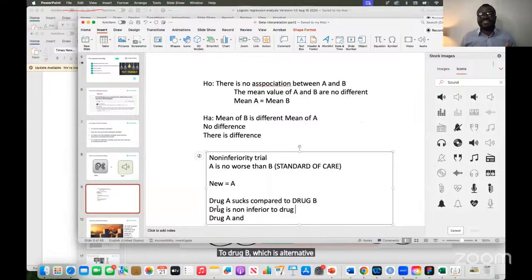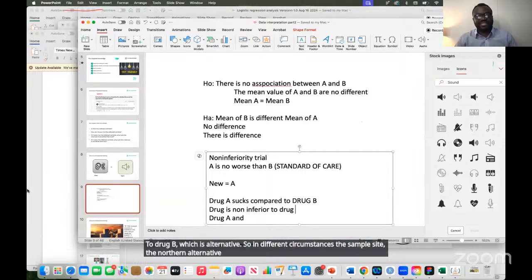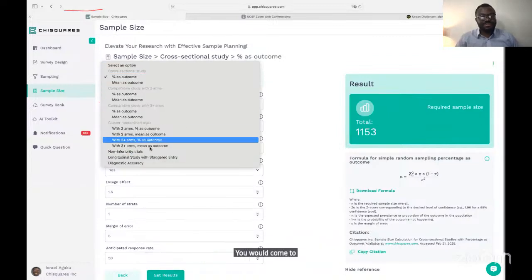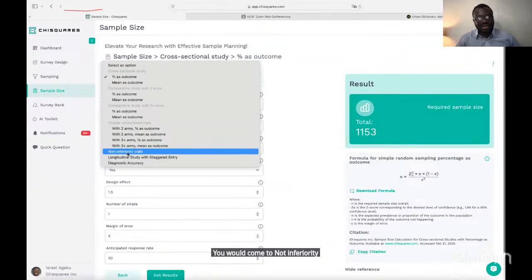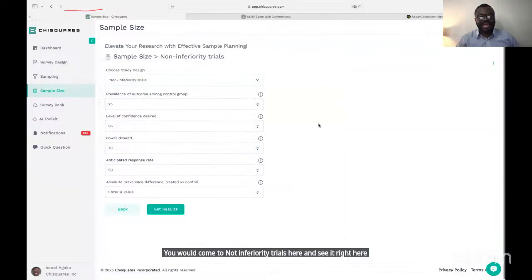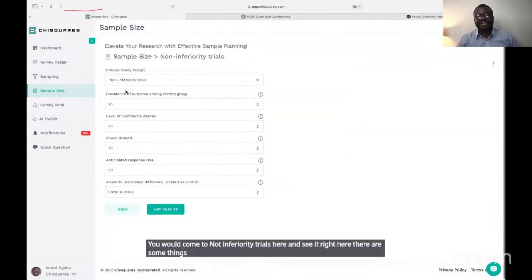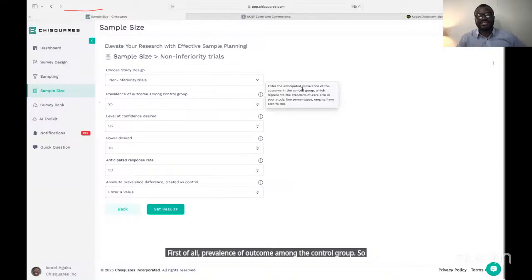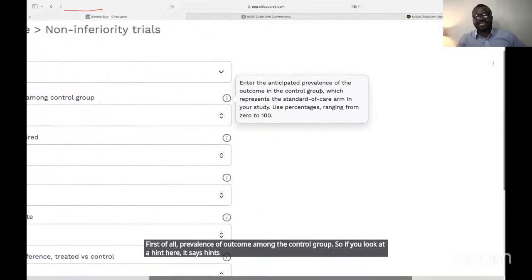So in different circumstances, the null and alternative hypothesis could be different, and you need to be able to calculate the sample sizes accordingly. So in this case, you would come to non-inferiority trials here. See it right here. And there are some things you'd have to specify. First of all, prevalence of outcome among the control group. So if you look at the hint here, it says, enter the anticipated prevalence of the outcome in the control group, which represents the standard of care arm in your study, right?